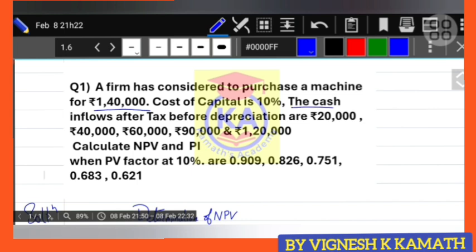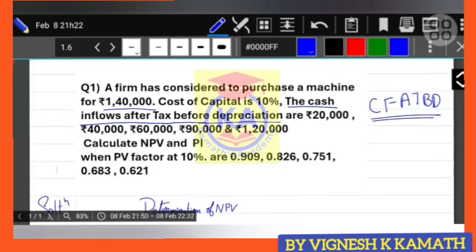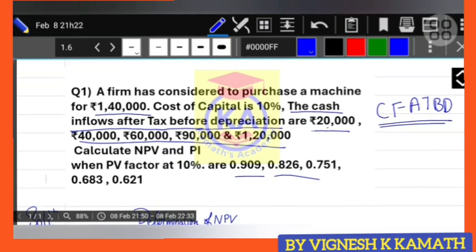Look at this line. The cash inflows after tax before depreciation means CFAT BD is given, right? Regarding this, the amount is given. So you have to identify the cash inflows after tax before depreciation. That is nothing but CFAT BD. Calculate NPV and PI when PV factor at 10% are 0.909 and so on, as given. Now let's solve the question.